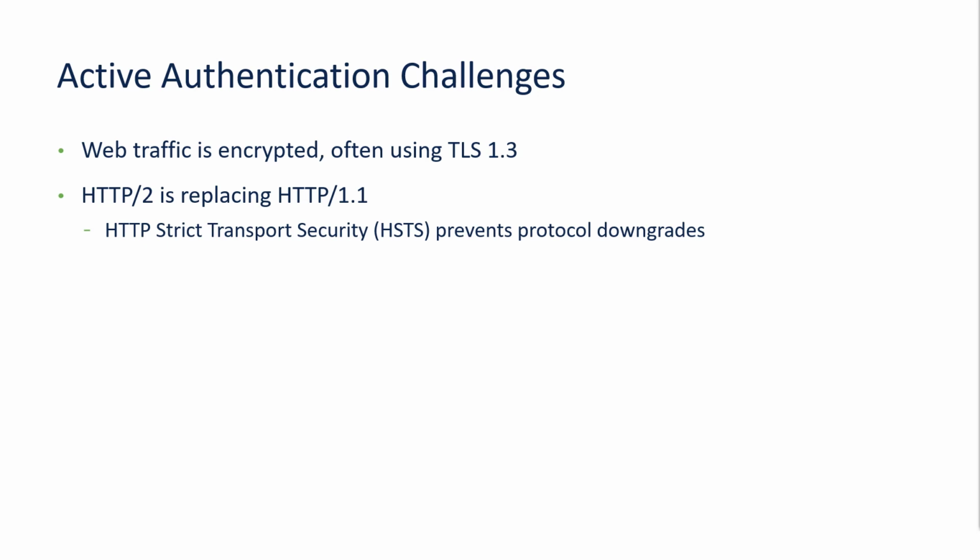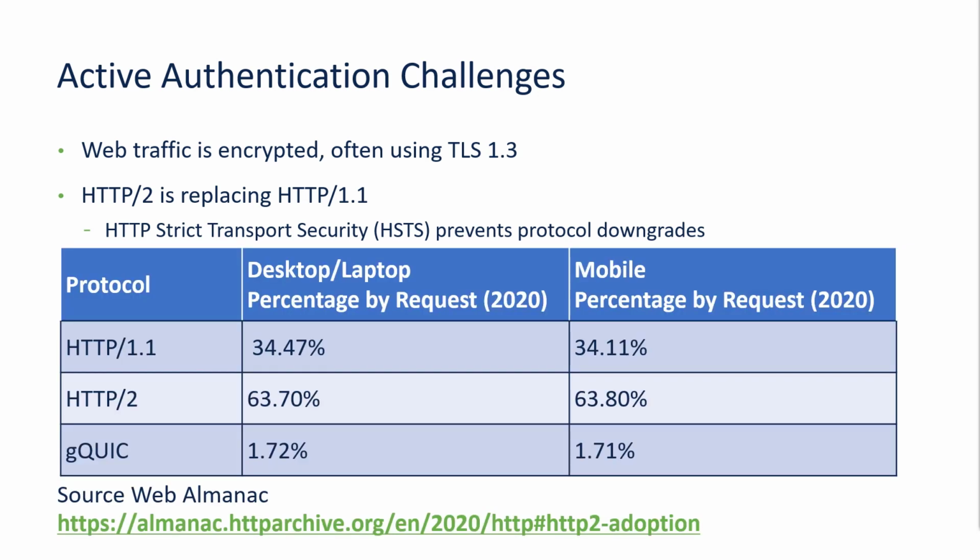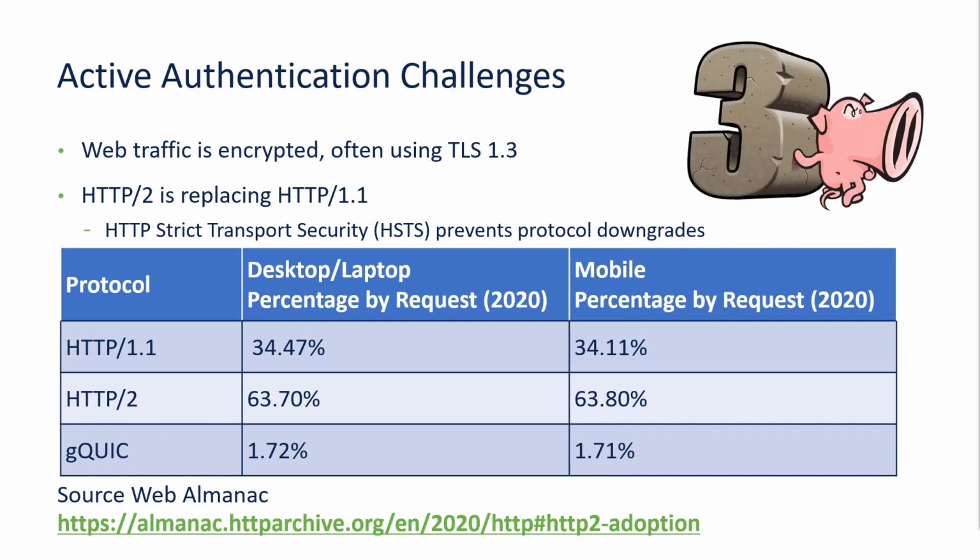And just as a reference for what we're talking about, notice that about 2/3 of the traffic in 2020 was HTTP2 versus HTTP 1.1. And Snort 3 is what's going to allow us to do the decryption of the TLS 1.3 and to do the analysis of the HTTP2.